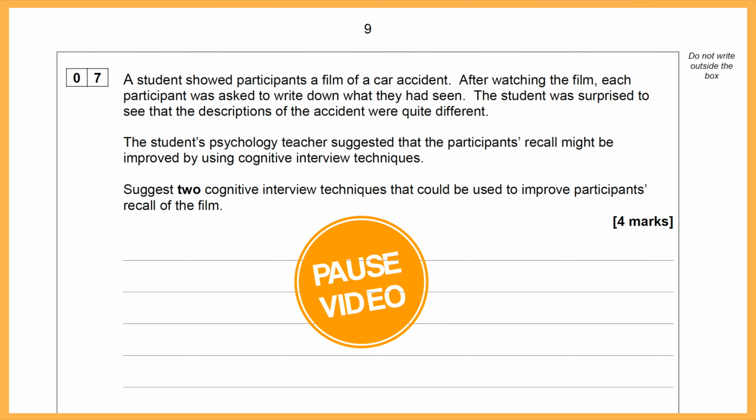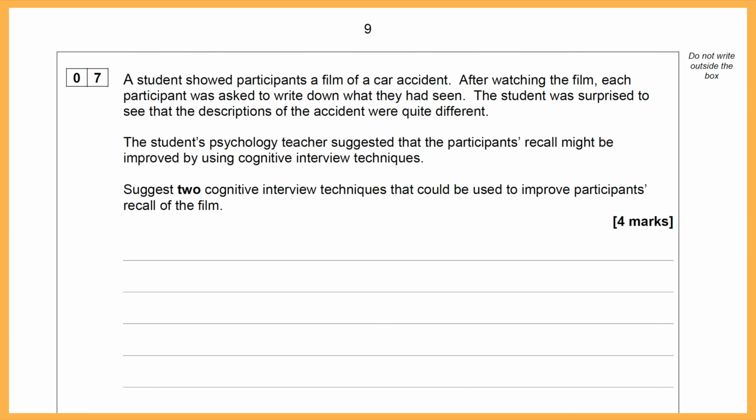Question 7 says, a student showed participants a film of a car accident. After watching the film, each participant was asked to write down what they had seen. The student was surprised to see that the descriptions of the accident were quite different. The student's psychology teacher suggested that the participants' recall might be improved by using cognitive interview techniques. Suggest 2 cognitive interview techniques that could be used to improve participants' recall of the film.